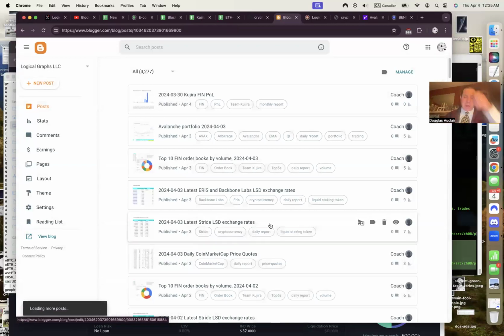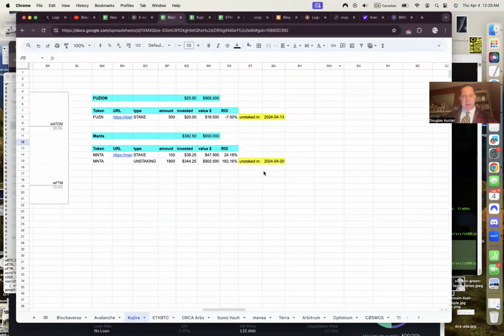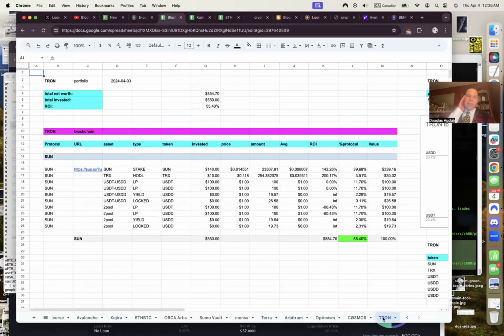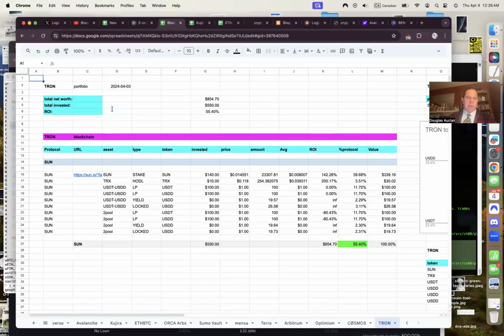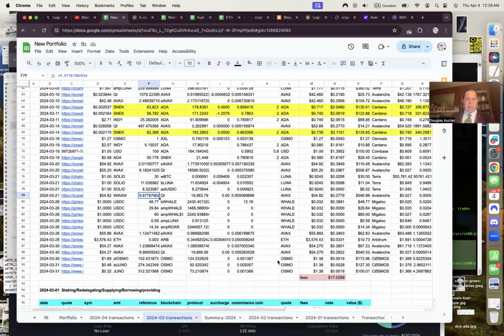As you've seen in my previous video, I own assets on blockchains across the blockiverse. And that is this spreadsheet here. I own assets on Avalanche, Kujira, protocols of my own in Kujira, private protocols, Terra, Arbitrum, Optimism, Cosmos, and Tron. So what do I do there? Every transaction I record into another spreadsheet. And so let's look at the transactions for March 2024.